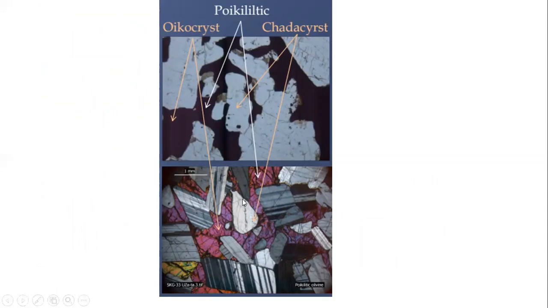This is the microscopic image showing the poikilitic texture. These are the chadacrysts, while the larger crystals are the oikocrysts.